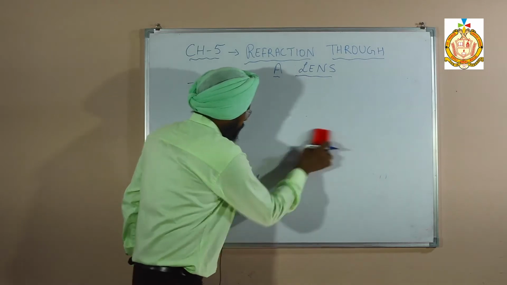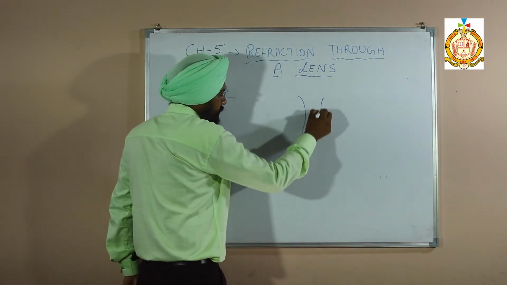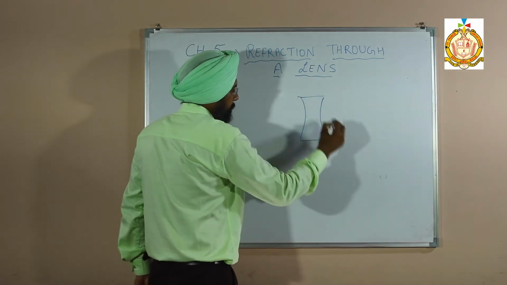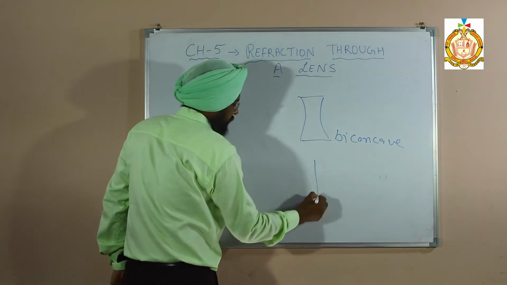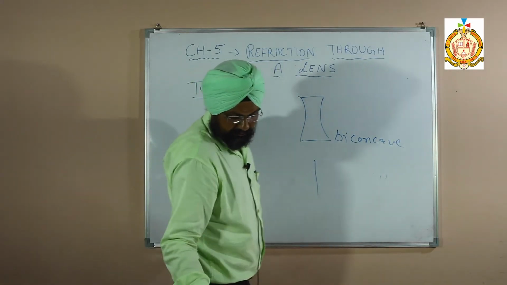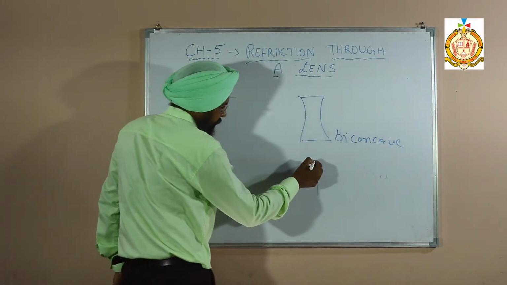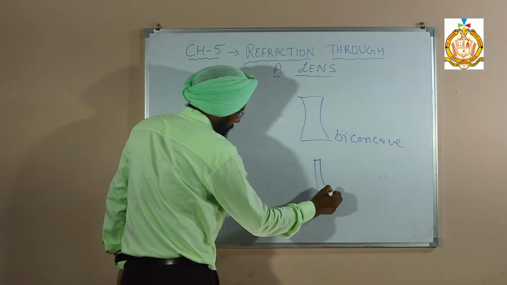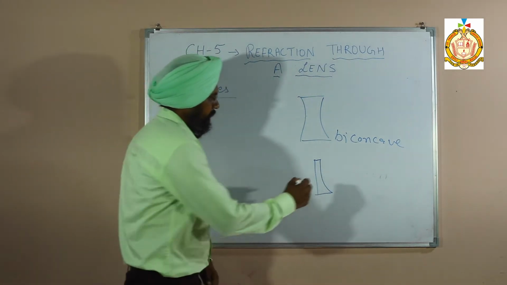Okay. Then the next topic is the concave lens. That means two sides concave, biconcave. In the same way, both sides are concave. This is biconcave. Second, one side plane and one side concave. This is plano-concave.